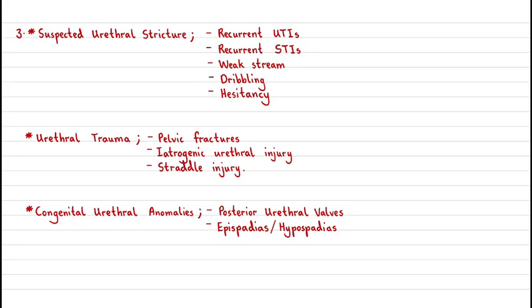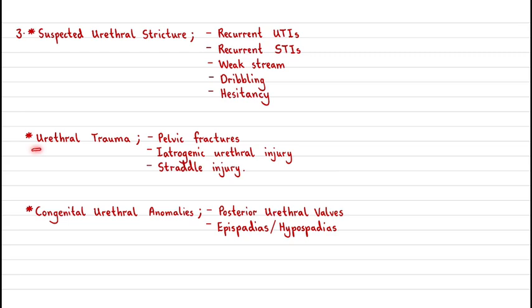So the indications for a retrograde urethrogram include suspected urethral strictures, urethral trauma, or congenital anomalies to do with the urethra. Under urethral strictures, these are some of the things that might cause urethral strictures. They cause recurrent inflammation, which might lead to fibrosis, and the fibrosis may lead to urethral strictures. And then these right here are just the signs of having a urethral stricture. So whenever you have a weak stream, dribbling, or hesitancy, that might be indicative of a urethral stricture.